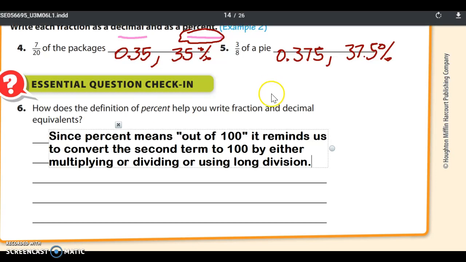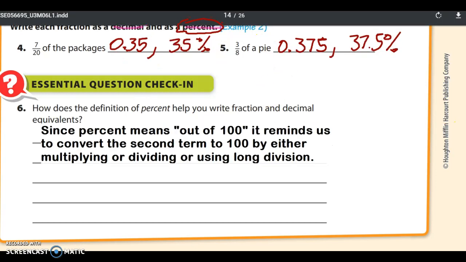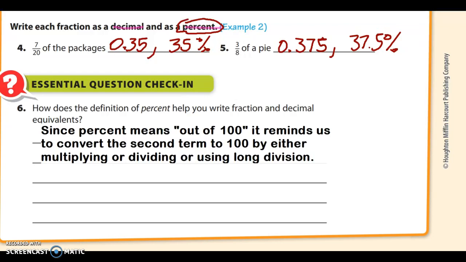Now, what does all that mean that I just typed? Well, for number 4, I should have thought to myself, well, I want to make 20 turn into 100, so I'm going to multiply by 5. And on number 5, I thought to myself, well, I can't multiply 8 or divide 8 to become 100, so instead of doing that, I'm going to do long division. So the definition of percent, meaning out of 100, is a clue of what we need to do, which is change the denominator to 100. Okay, good job. You're done with page 212.